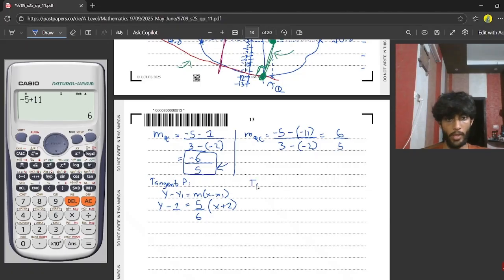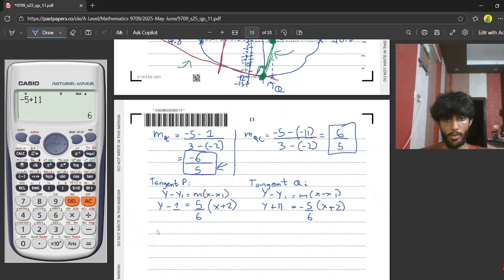And we can do that over here for the tangent at Q. This is y minus y1 equals m(x minus x1). Again, what is y1? Y1 is going to be -11, because the coordinates of Q were (-2, -11), so this becomes +11. And then again, we have to take the negative reciprocal of this gradient, so this becomes -5/6. Then x minus -2 becomes +2.